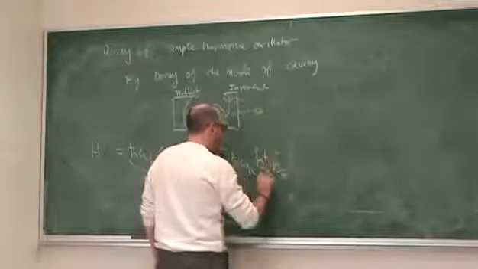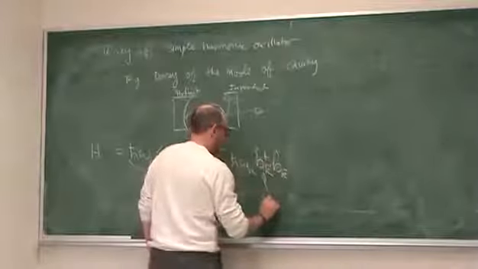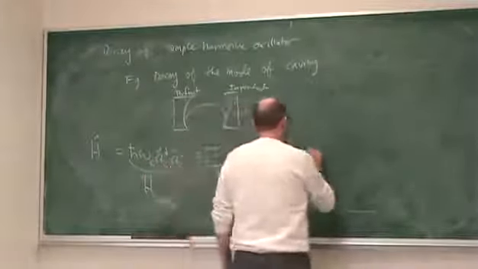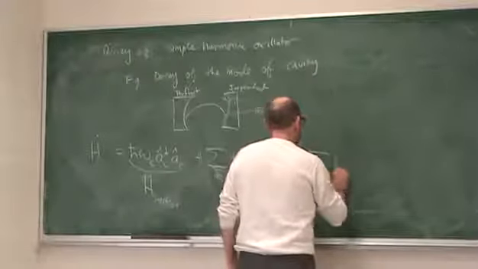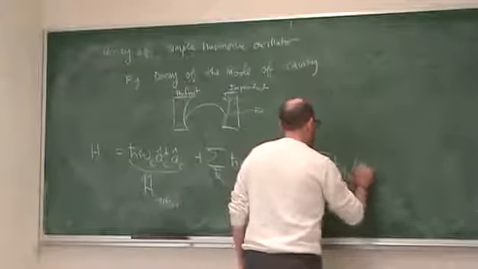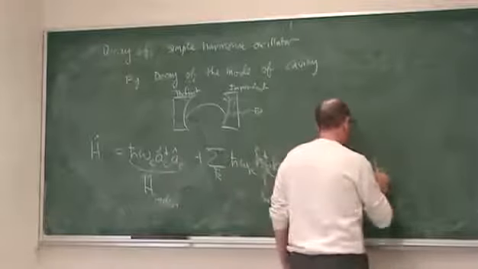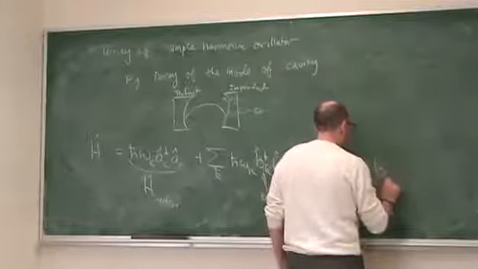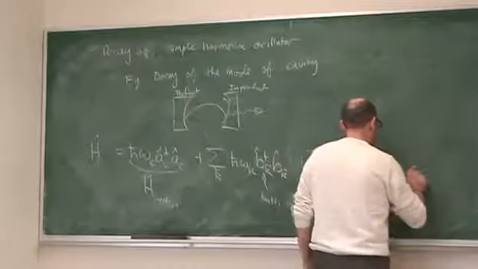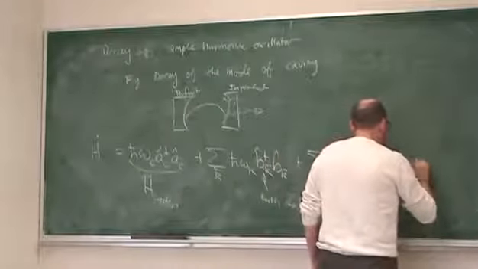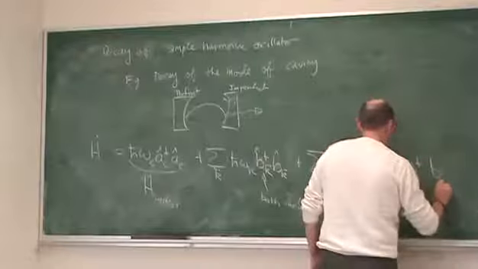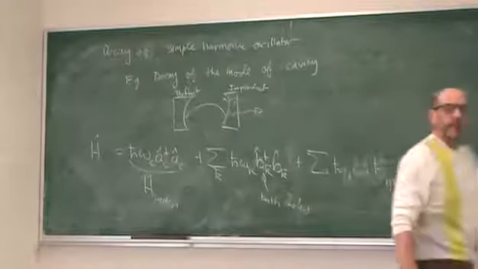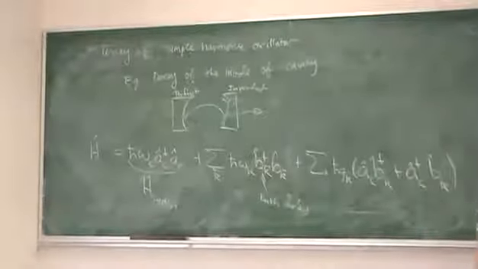These are all the bath modes. And then we have some kind of interaction that, in the rotating wave approximation, again, I can annihilate a photon from the cavity and create one in the bath, or annihilate one from the bath and create it in the cavity with some coupling constant.